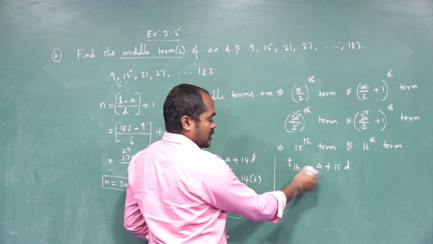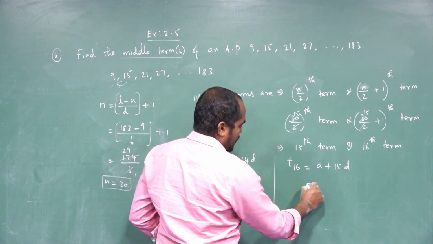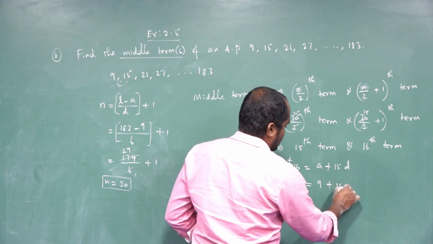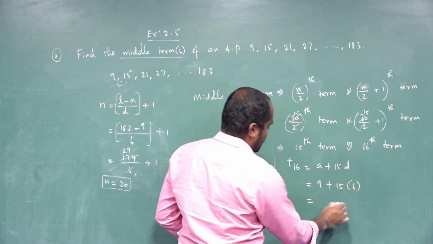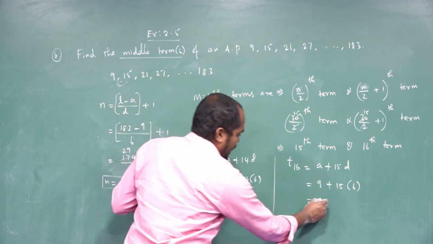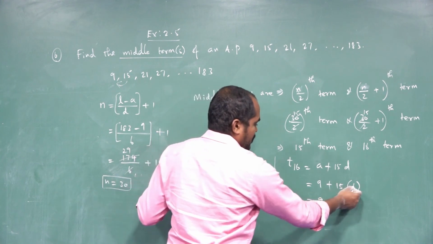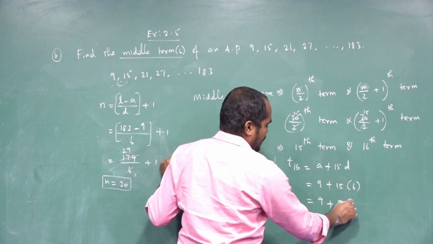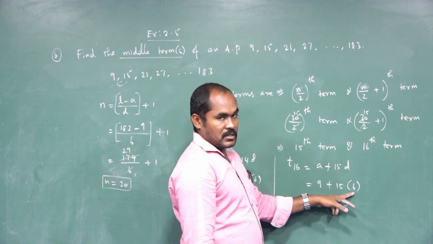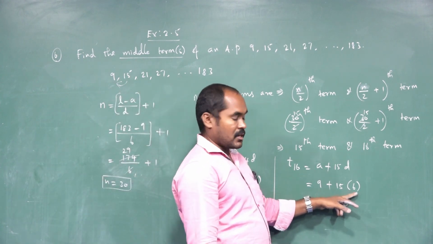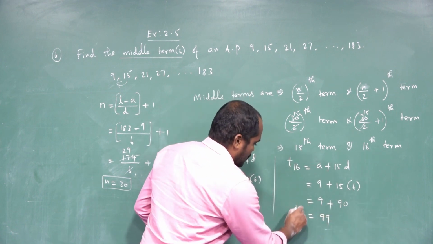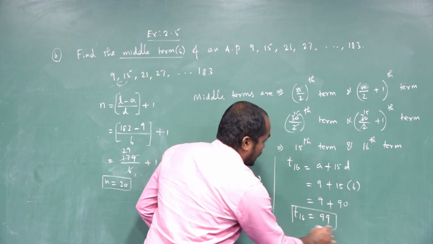Next, find the 16th term. T16 equals A plus 15d. So the A value is 9. 9 plus 15 into 6, because the d value is 6. 10 into 6 is 60, 5 6s are 30. 60 plus 30 is 90. So this is 99. So the 16th term is 99.